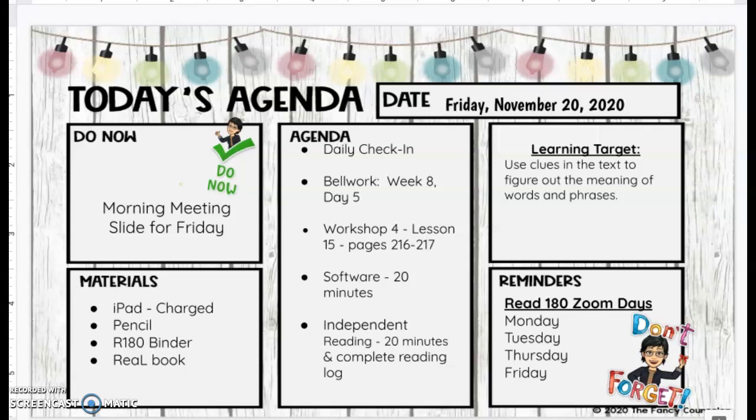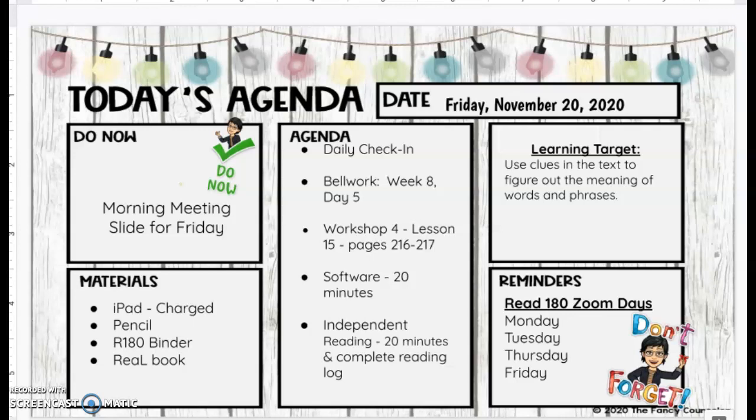The first period of the class, I would suggest doing your daily check-in. You'll find that in Schoology. Complete your bell work. We're on week 8, day 5. And remember, you're taking a single picture of each page and attaching it to the assignment in Schoology that you will find in the bell work folder. Today's lesson is lesson 15, and we will be going over pages 216, 217 in the real book.